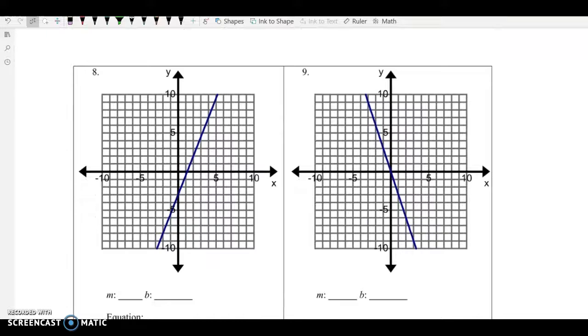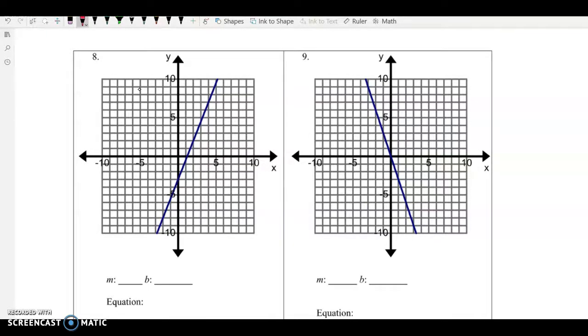Same idea. Find your y-intercept, find your slope. My y-intercept is right here at negative 1, 2, 3. My slope, I need to find some pretty points. So as I go up, this one looks like it's close. This one looks like it's close. I'm going to go right here.